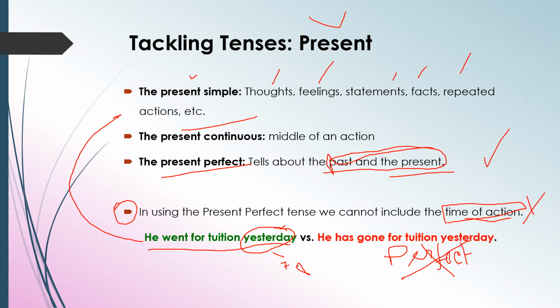He has gone for tuition yesterday is an incorrect sentence. He has gone for tuition. That is fine. He has gone for the tuition. That's fine. Even you cannot say for today as well. You cannot say 7 p.m., 8 p.m. You cannot give any time of action here.